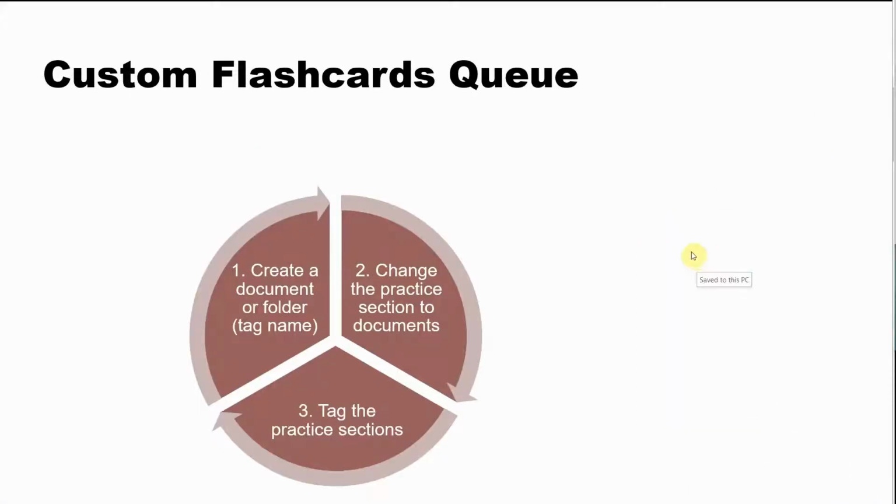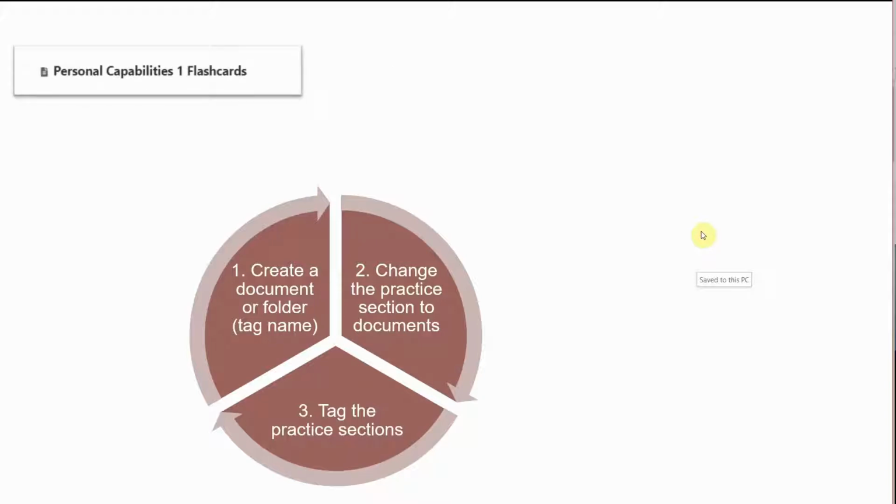To do that, I set it up in 3 steps. The first one was to create a document or folder that I also used as the tag name. If you recall, you could set up the queue from a document or folder. So the first one that I tried this out with was a personal capabilities flashcard, and I called it 1 because there were so many I could split it up into 2.